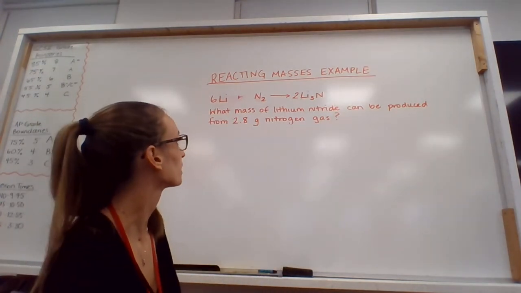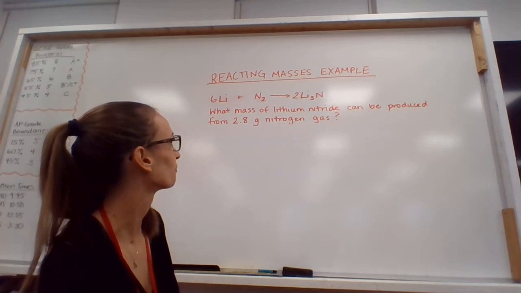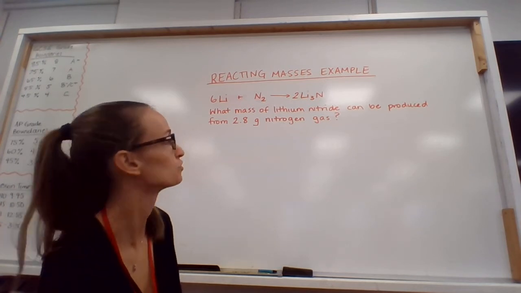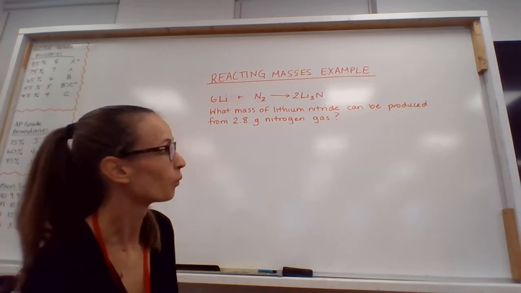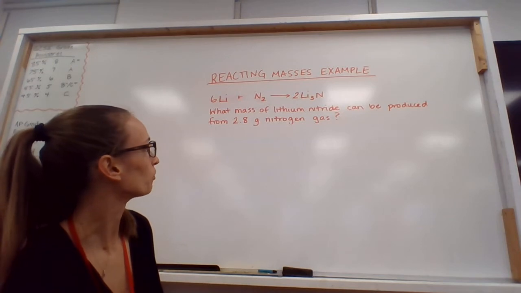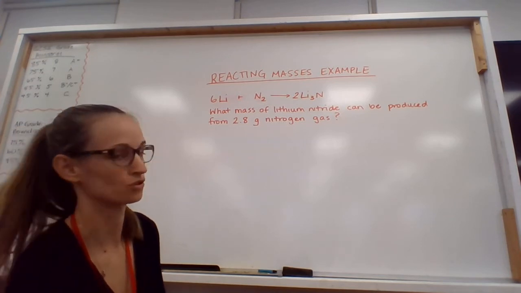So in this problem, we get the balanced equation 6 lithium plus N2 gives you 2 lithium nitride, Li3N. And the question asks, what mass of lithium nitride could be produced from 2.8 grams nitrogen gas?